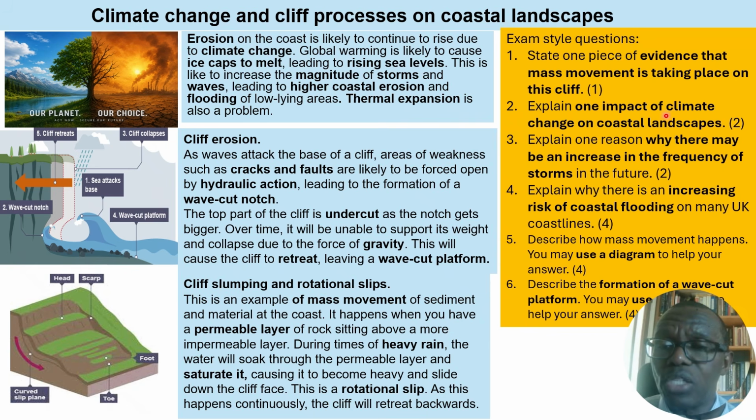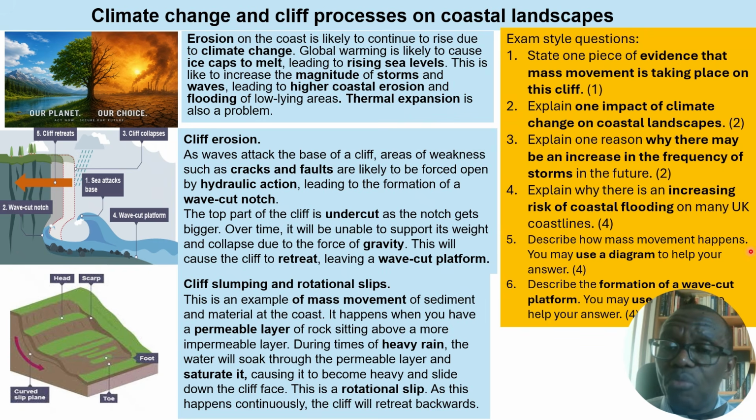So explain one impact of climate change on coastal landscapes. You can talk about what we have discussed here. We have, of course, rising sea levels, which will lead to more destructive waves and therefore a lot more erosion and so on. And then explain one reason why there may be an increase in the frequency of storms in the future. Again, you're relating that to climate change. Explain why there is an increasing risk of coastal flooding on many UK coastlines. Now again, with climate change, we are likely to have an increased frequency and intensity of storms at the coast, which is then likely to lead to coastal flooding.